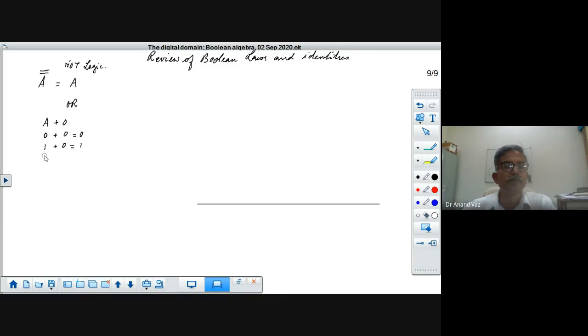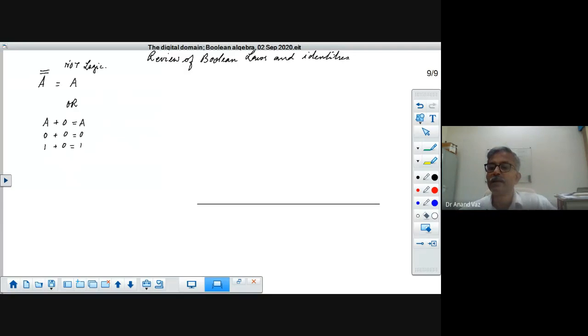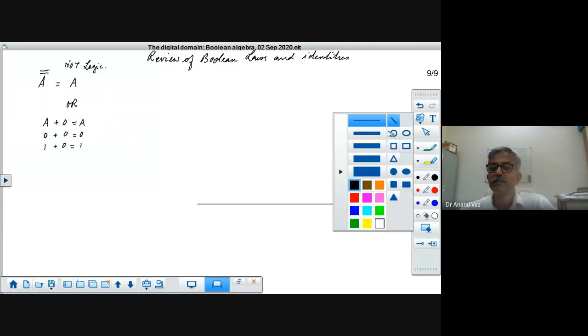So you can see that if we take A or 0, if A is 0, it is 0 or 0, which is 0, 1 or 0 is 1, and so you always get the same thing as A itself. So you can conclude from this that A or 0 is A itself. So this is one Boolean fundamental identity. We will keep this in a box.